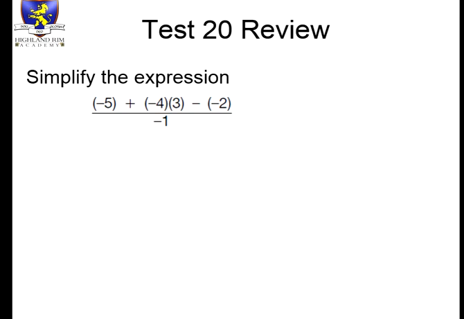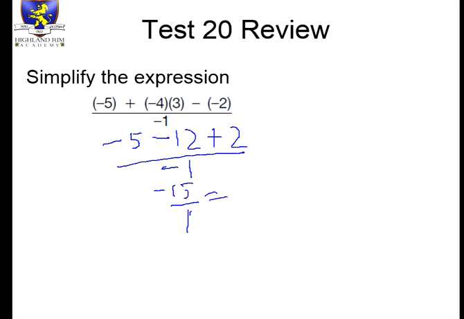Next expression that we want to simplify. -5 plus -4 times 3, which is plus -12 or minus 12, minus a -2, which is equal to a plus 2, all over -1. In this case, -5 plus -12 becomes -17, plus 2 becomes -15 over -1 is equal to 15.